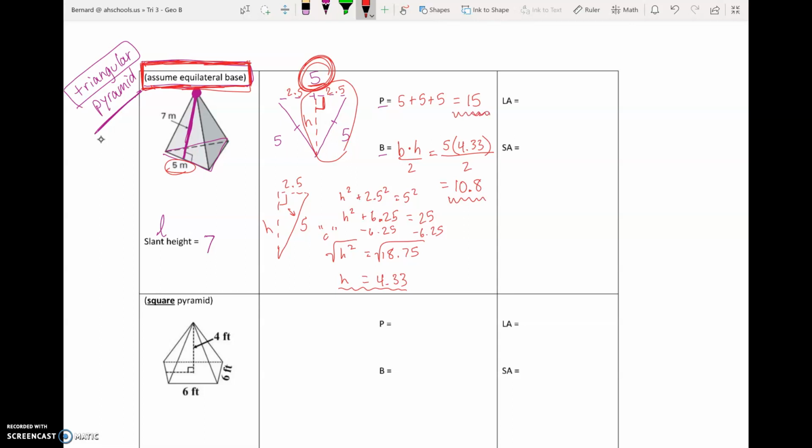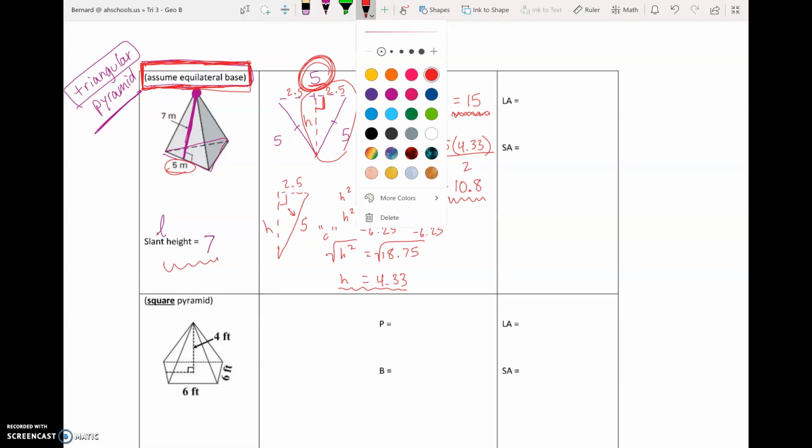Our perimeter, which is P, is 15. And then remember, we know our slant height, which is 7. And so now we can start working through getting these answers.